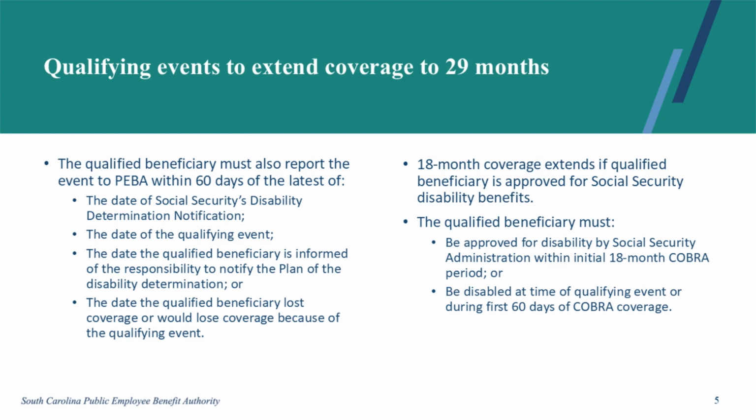There are some additional requirements for an 18-month period to be extended to 29 months. The qualified beneficiary must report the disability approval to PEBA within 60 days of the latest of several dates. These include the date of Social Security's notification letter. It can also be the date on which they are informed of their responsibility to inform PEBA of the disability determination. Finally, it can be the date on which they lost coverage, or would have lost coverage because the qualifying event, is later than those dates.